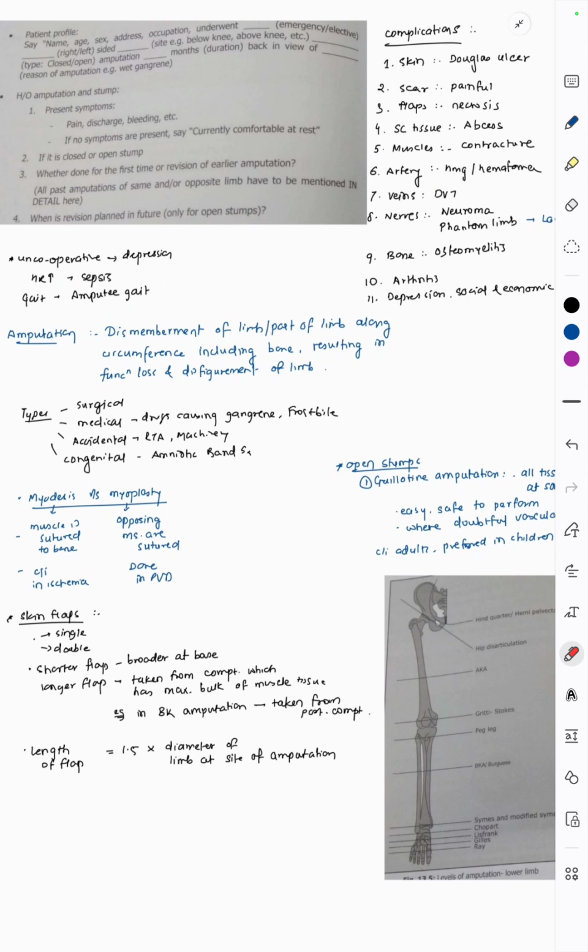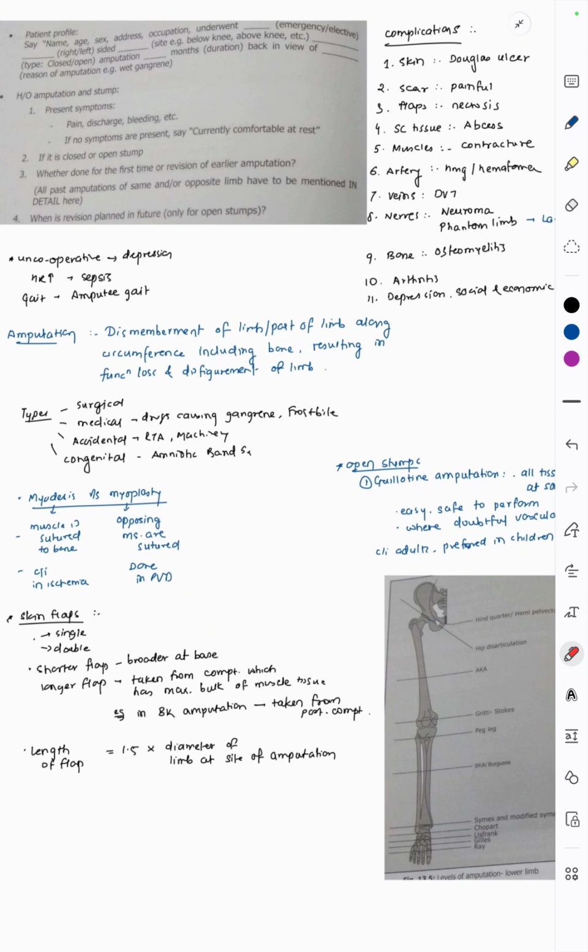So it's a dismemberment of either the whole limb or a part of limb, and there is a loss of function and disfigurement. The types of amputation: surgical amputation. There is a medical amputation because of certain drugs causing gangrene or frostbite, accidental in road traffic accident or machineries, and congenital amputations in amniotic band syndrome.